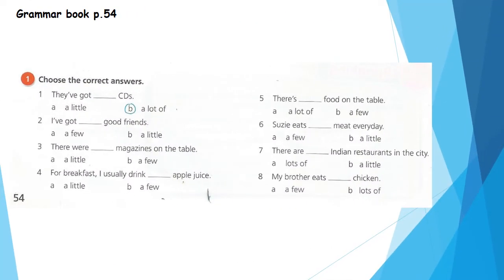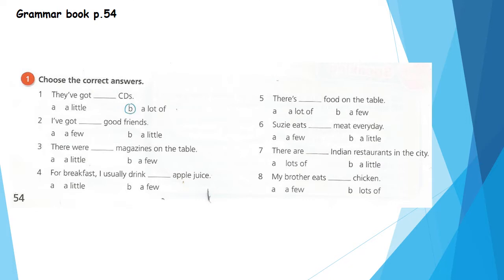Okay, grammar book, page 54. Choose the correct answers. Number 1 is done for us. They've got a lot of CDs. Okay, a little or a lot of? Here, a lot of is used with countable, uncountable, affirmative, or negative sentences. And a little is used only for uncountable nouns, in affirmative sentences or questions. Here, CDs. Can we count CDs? Yes, of course. So it is countable. So we'll use what? A lot of.